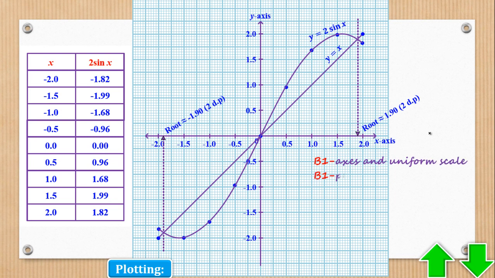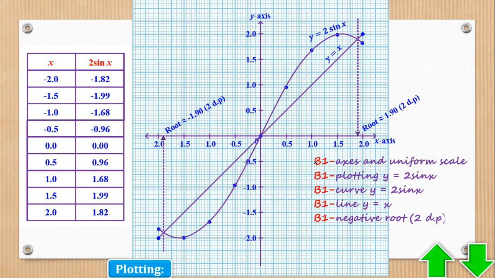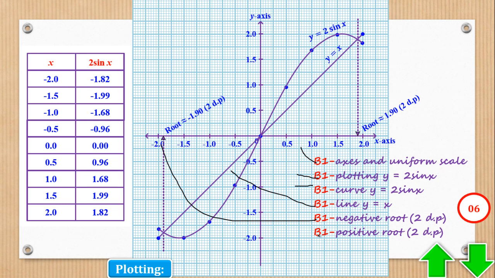So let's see the marks for this part. So axis being seen and scale is uniform, 1 mark. Plotting these points here, all these points seen, that is 1 mark. And also joining using a reasonably smooth curve, that is 1 mark. This one is for the line well labeled. This one is for the negative root seen and positive root seen.